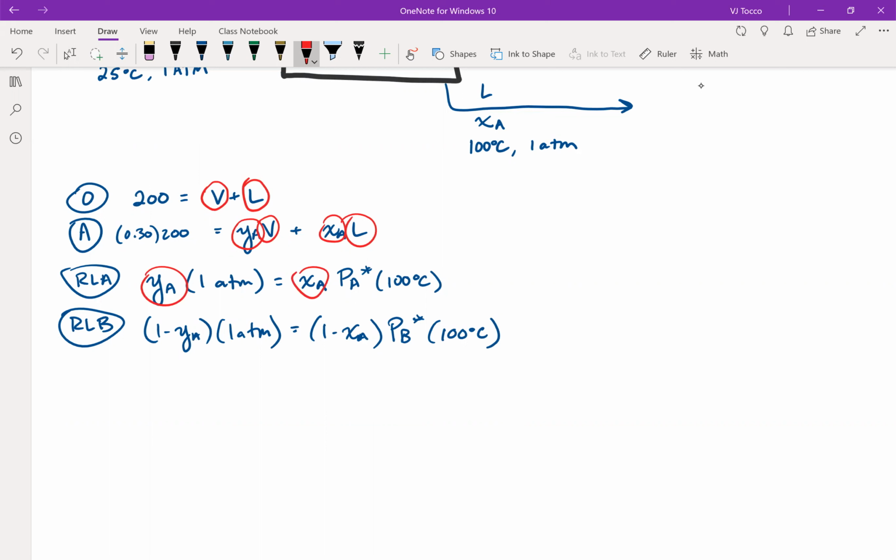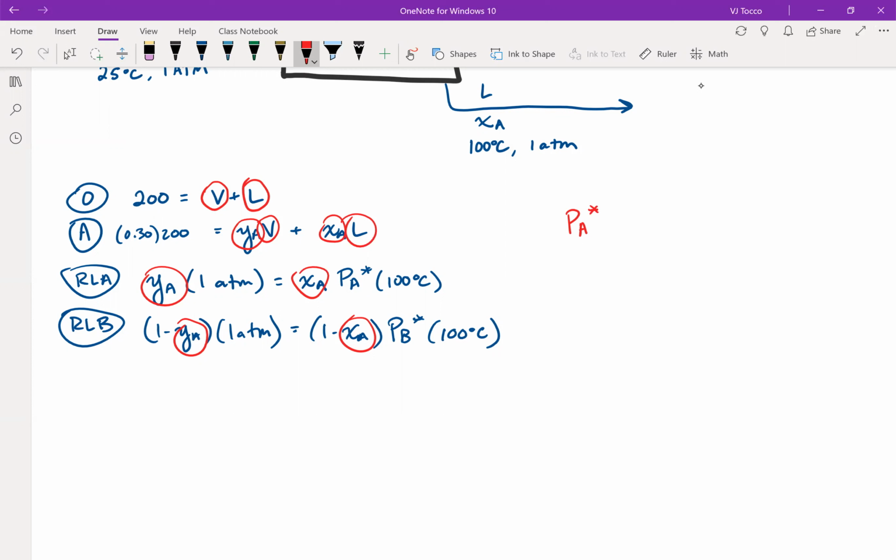Also notice that I haven't figured out what PA star is yet. That's something that I'll have to calculate. So for P star, I have to take a quick break and find it with Antoine's equation. Remember, component A is benzene. So I need to look up the Antoine's constants. So you could do this.